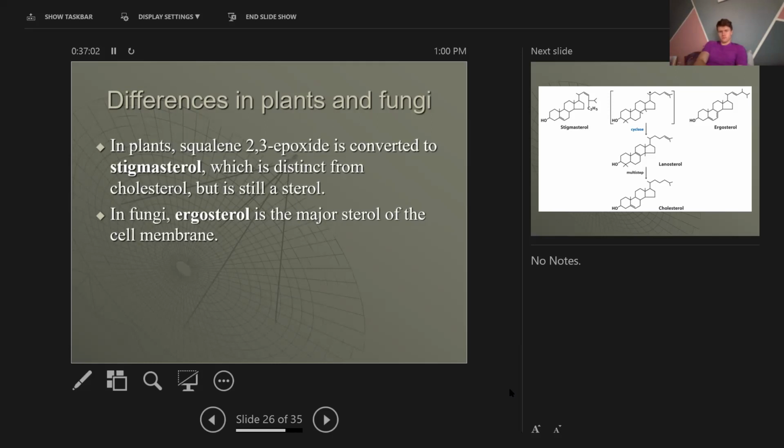So what does that encode? This encodes the C14 demethylase. Right, the C14 sterol demethylase is what it does. And so the arrow, see where the arrow is? That's carbon number 30, but it's attached to carbon number 14. That methyl group goes bye-bye.